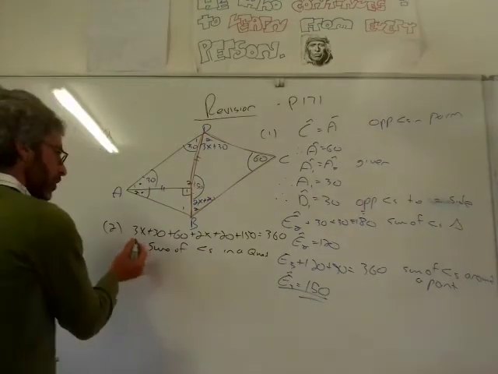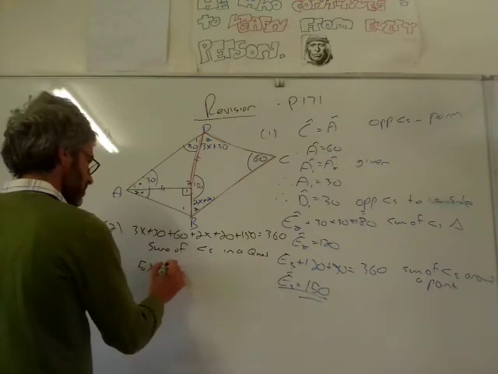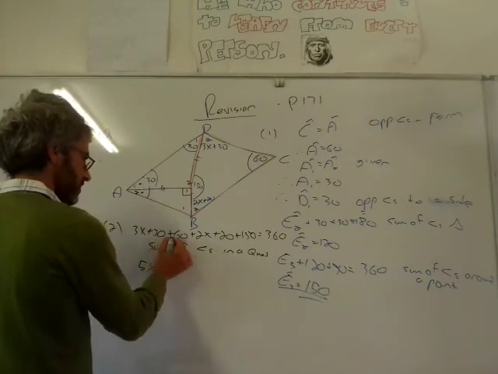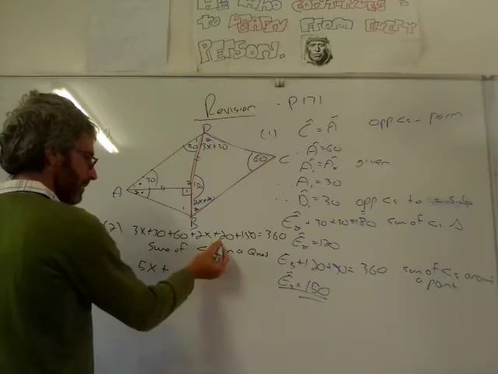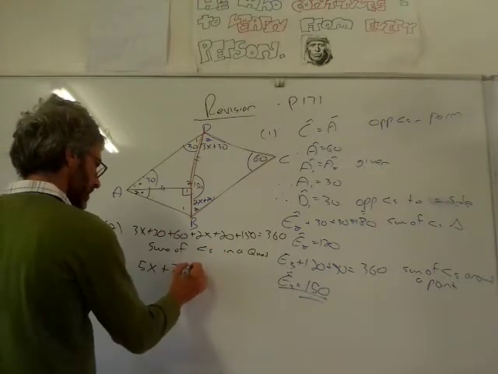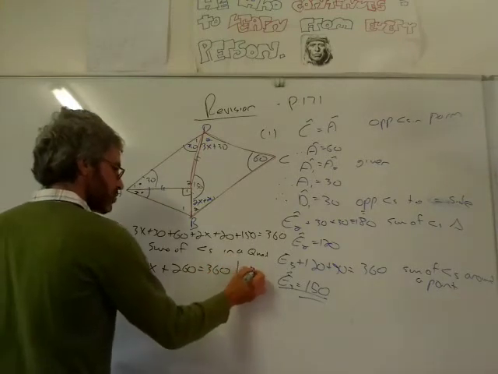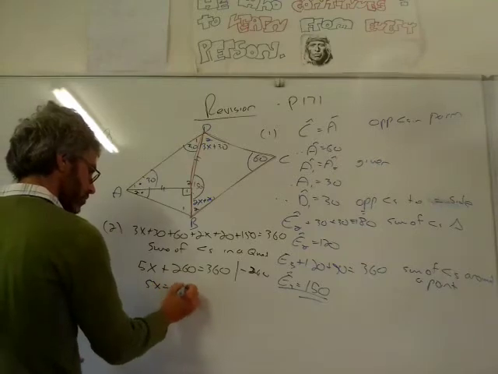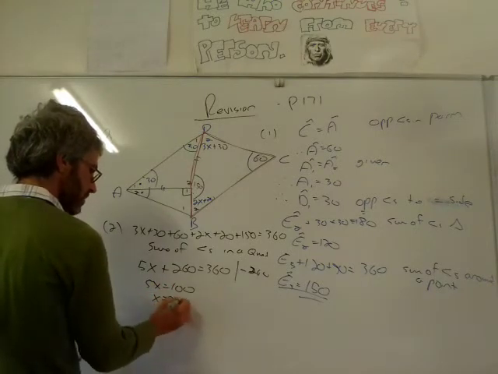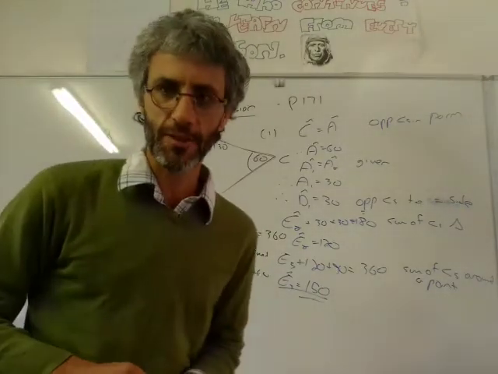Not a problem. 3x plus 2x is 5x. Plus 30, 60, 90, 110, 260. I hope I'm not making a mistake here. 360. Now I'm going to do minus 260. So I'm going to have 5x equal 100. And that means x equal 20. Okay? So, still not difficult.